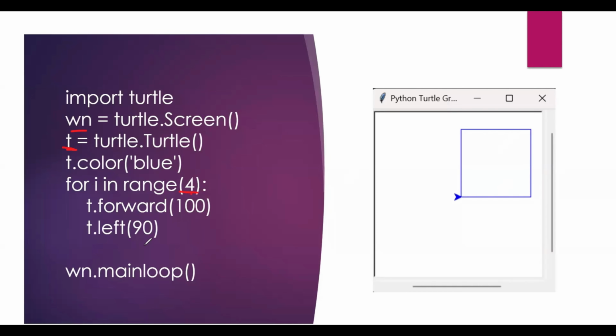Inside the for loop, I'm adding T.forward 100 and T.left 90, which means these two lines will be executed a total of 4 times, which will make a square.